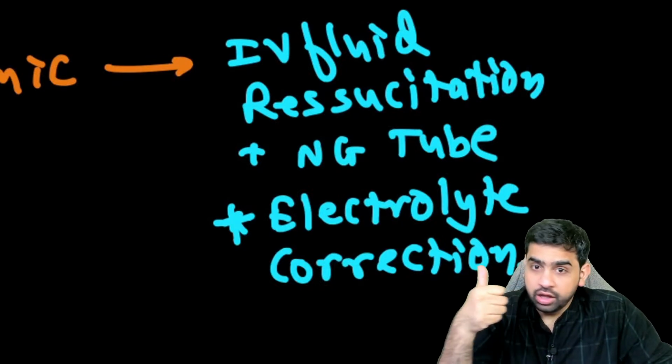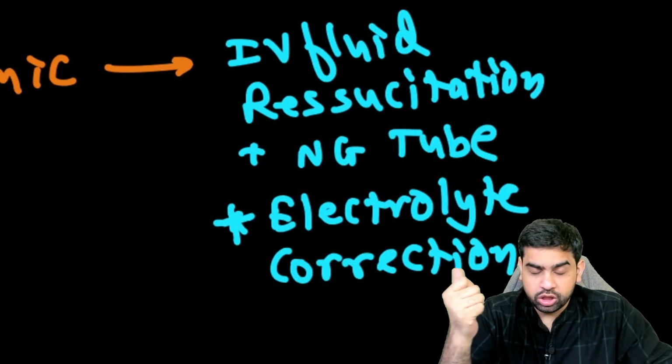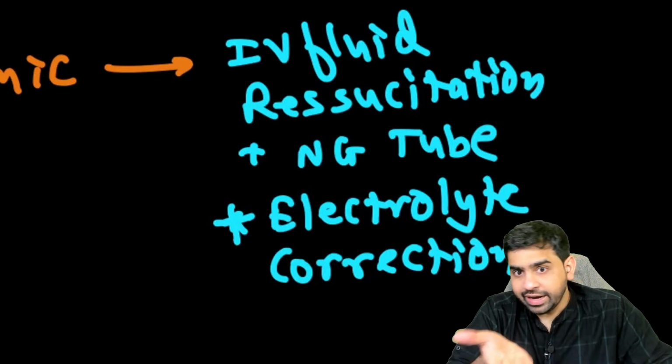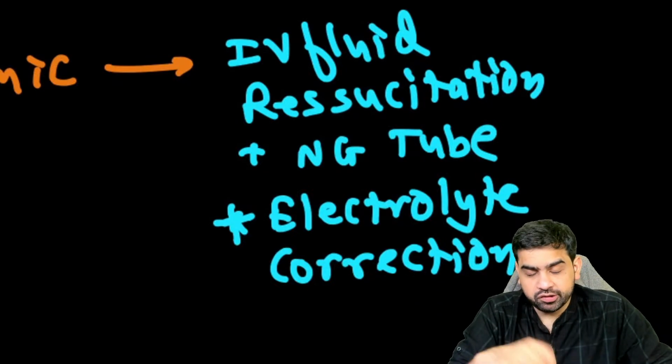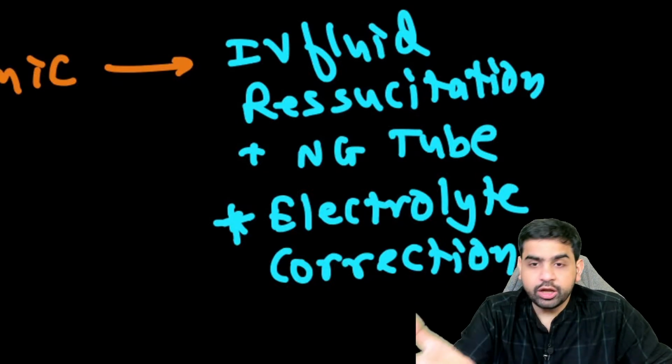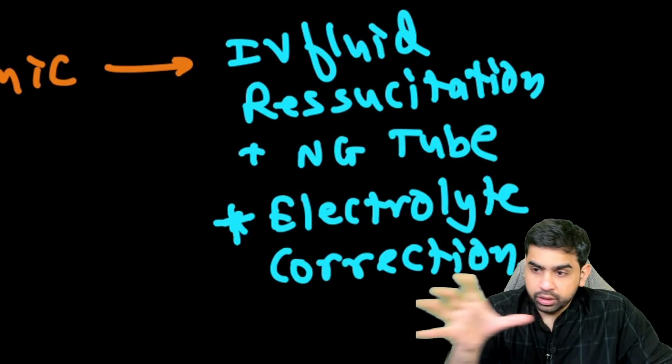What are the three things? Give IV fluid resuscitation, because the patients will be dehydrated, right? At the end of the day, the patient is basically having an obstruction. You put in a gastric tube because you want to decompress the abdomen. If you don't do that, the bowels will undergo necrosis.